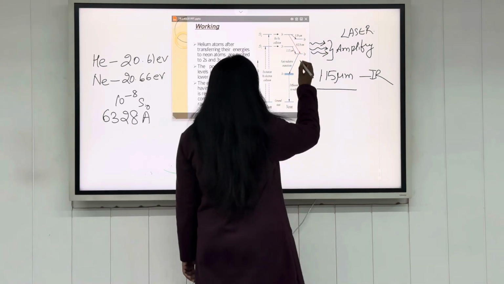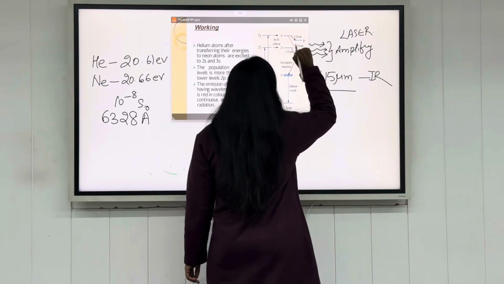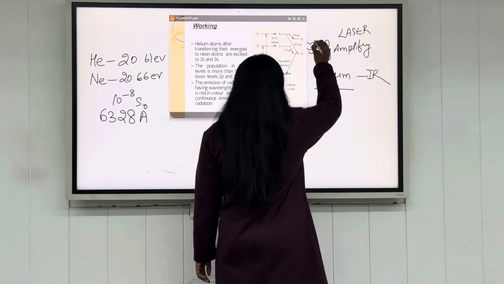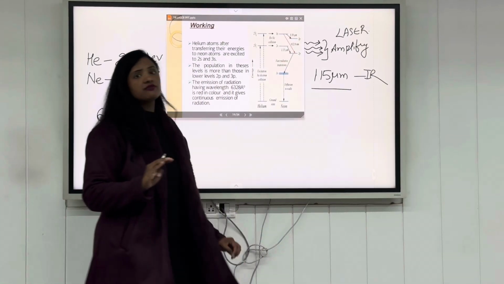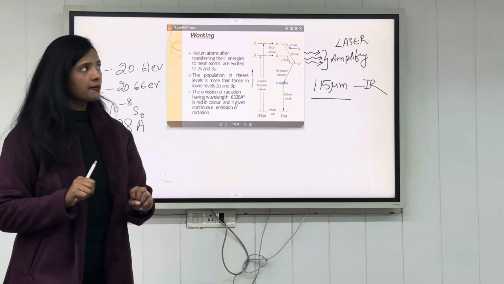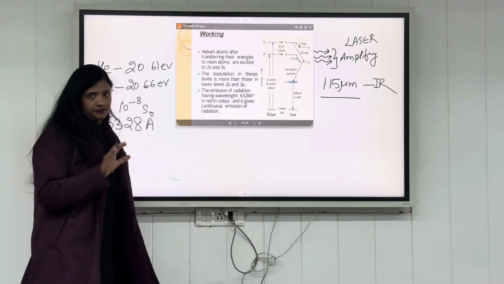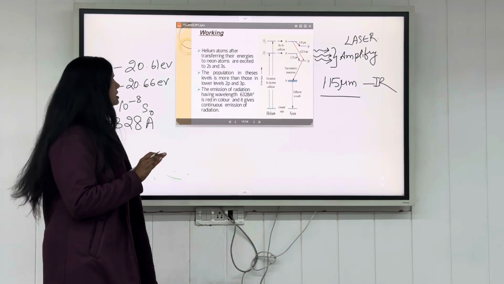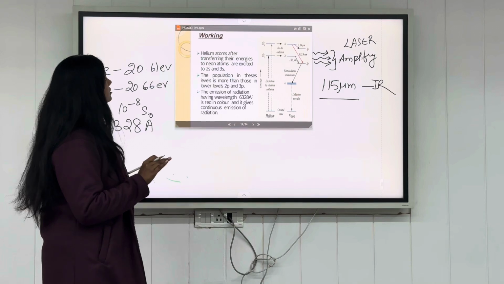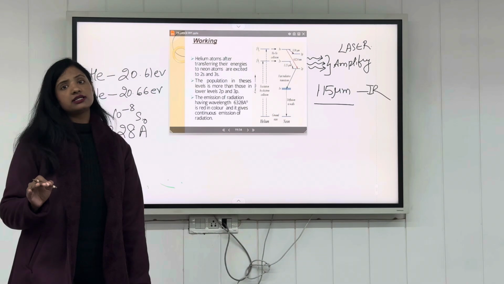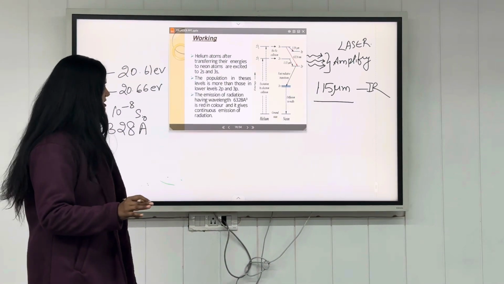So the best part of the formation of this laser is that the light of this laser falls in the visible spectra, and the color of the light is red. So this is how the construction and working of the helium-neon laser takes place.